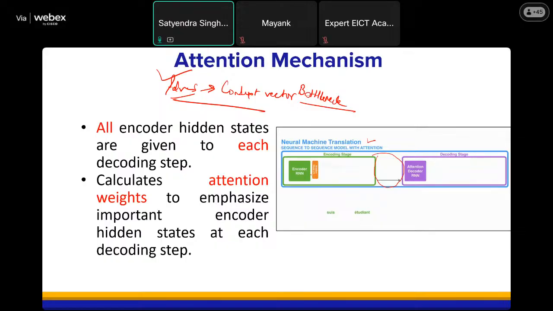You can see here, for three inputs we have three hidden states, and all three hidden states are collected and given to the decoder side to find out which hidden state is relevant. So what is the motivation behind it?